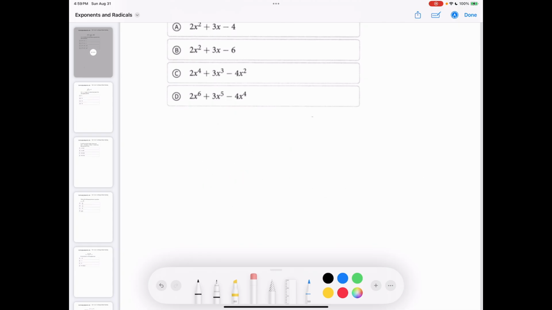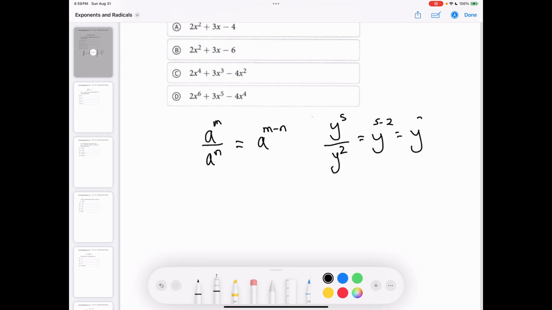Now let's take a look at the quotient rule. So now instead of multiplication, let's say I have division. So a to the m over a to the n. Instead of adding the exponents, I am going to subtract them. So this is going to evaluate to a to the m minus n. Okay? If you want a concrete example, let's say I have y to the fifth divided by y to the second. This evaluates to y to the 5 minus 2, or y to the third power. Okay? Good. Again, that's the quotient rule.